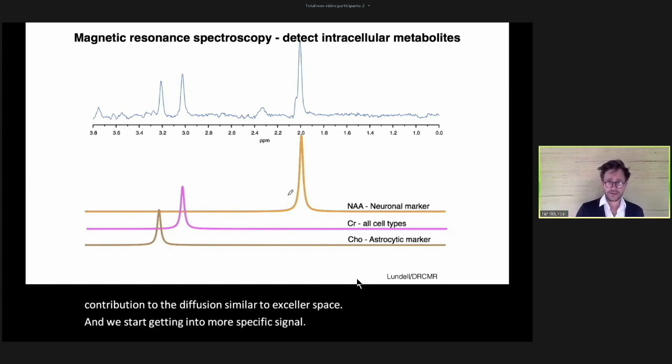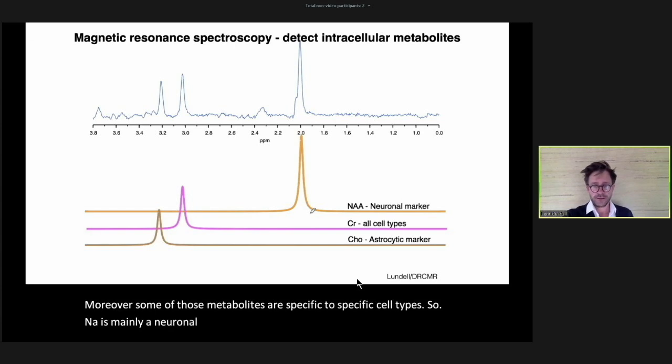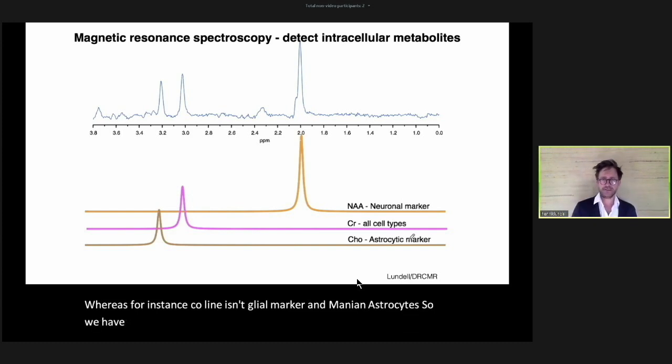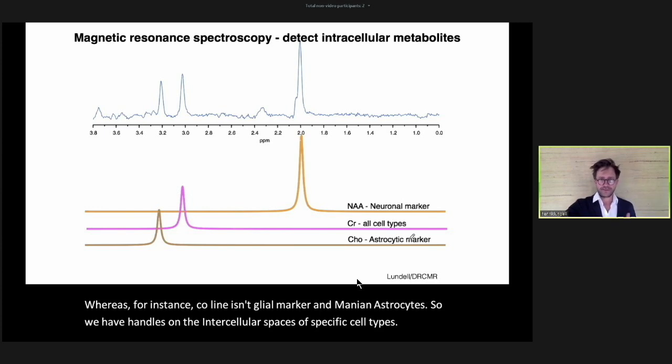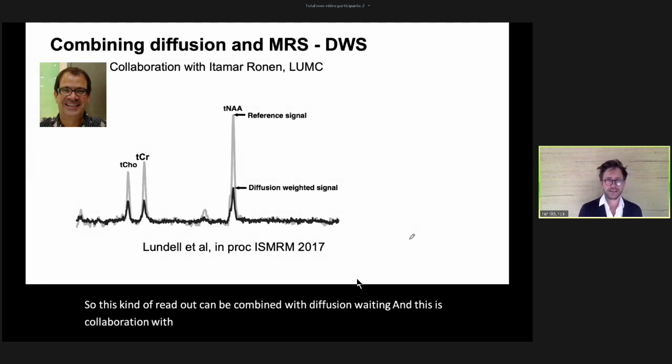Moreover, some of those metabolites are specific to specific cell types. NAA is mainly a neuronal marker, so it's in axons, dendrites, and cell bodies, whereas, for instance, choline is a glial marker and mainly in astrocytes. So we have handles on the intracellular spaces of specific cell types. This kind of readout can be combined with diffusion weighting, and this is a collaboration with Itamar Ronen at LUMC in Leiden.